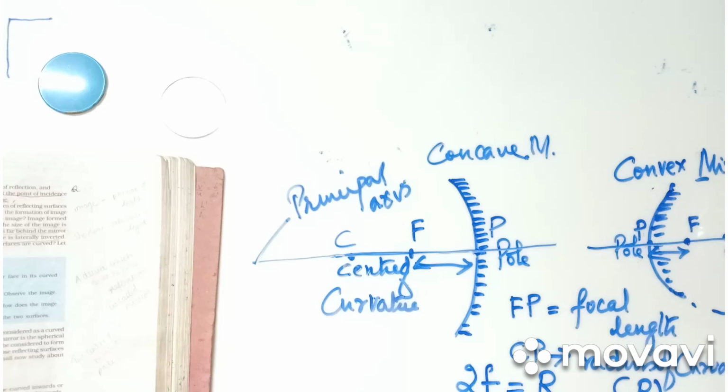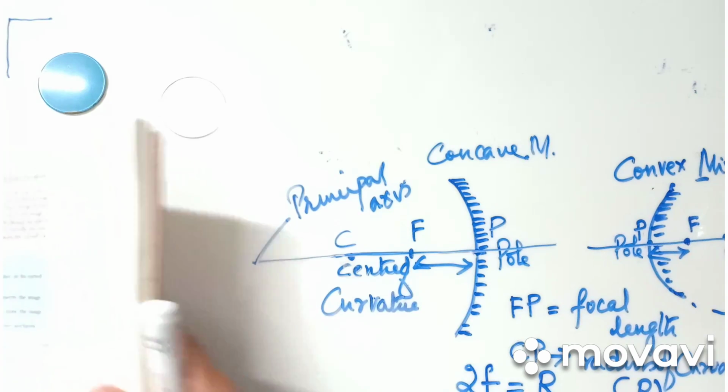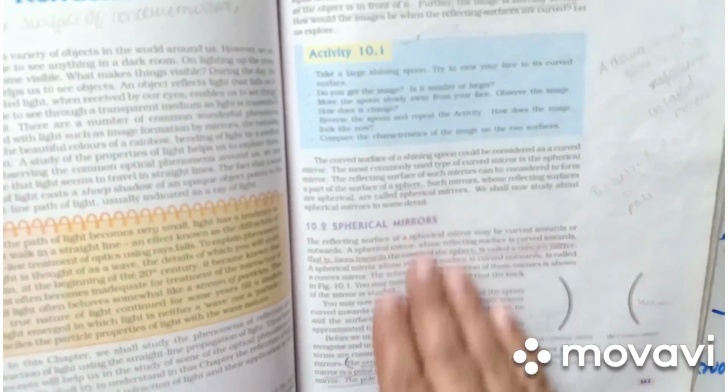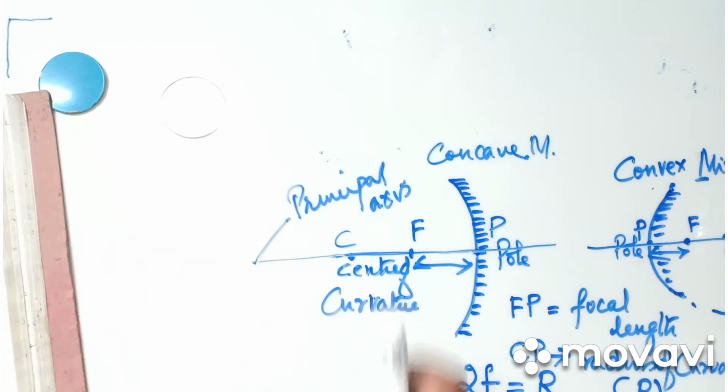Okay, so all these are given here. See, all the definitions, you should know all these definitions. Okay, so they can ask definitions. All these are definitions. Next is representation of images formed by spherical mirrors using ray diagrams.